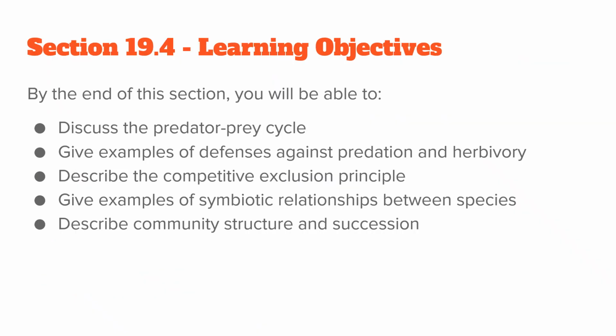By the end of this section, you should be able to discuss the predator-prey cycles, give examples of defenses against predation and herbivory, describe the competitive exclusion principle, identify symbiotic relationships, and describe community structure and succession.